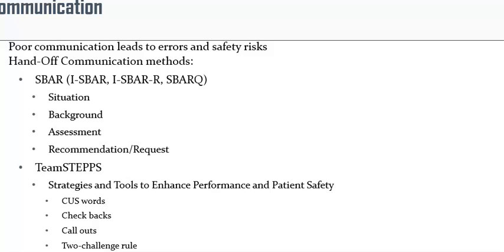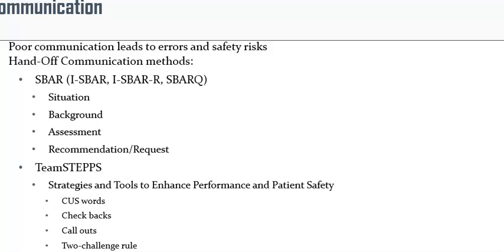Let's see, TeamSTEPPS. So the S stands for strategies and tools to enhance performance and patient safety. You also have some others there that I'll just briefly go over. You have CUS words, which is concerned, uncomfortable, safety issue. Checkbacks, which restates what a person said to verify understanding by all team members. You have callouts, which is a shout out with important information such as vital signs for all team members to hear at once. And then you have the two-challenge rule.